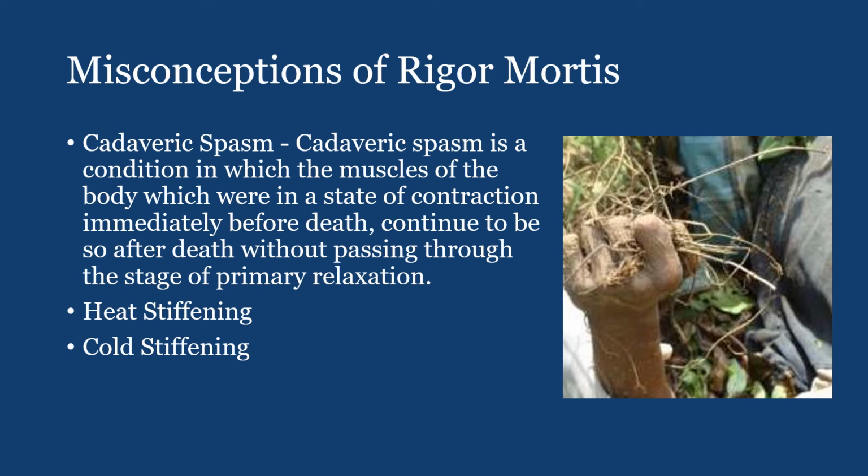Cadaveric spasm is the first one. Cadaveric spasm is a condition in which the muscles of the body that were in a state of contraction immediately before death continue to remain so after death, without passing through the stage of primary relaxation. As in our discussion, first the primary relaxation will occur, and only then will rigor mortis start.